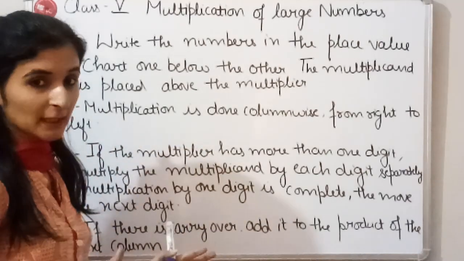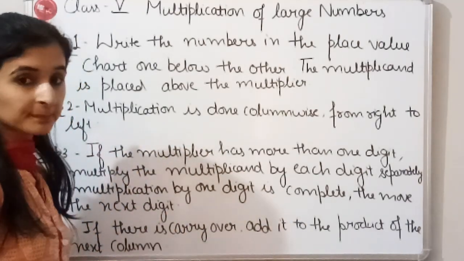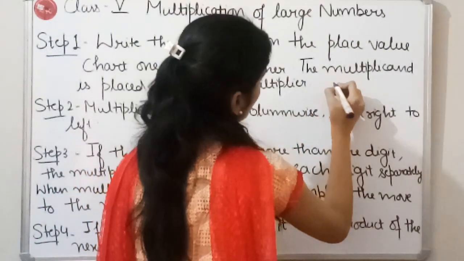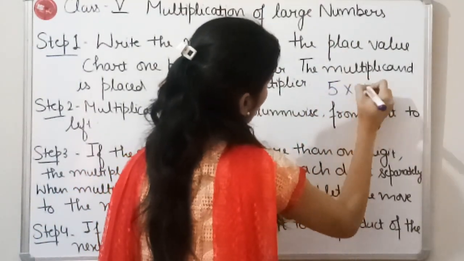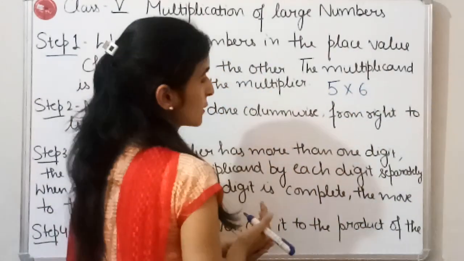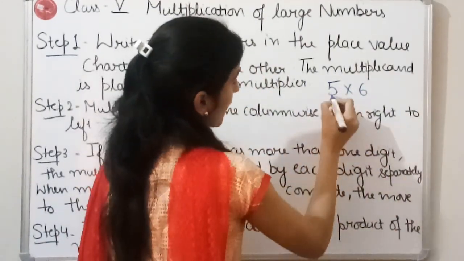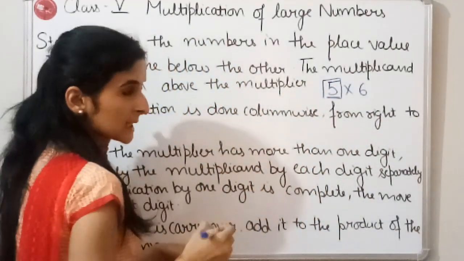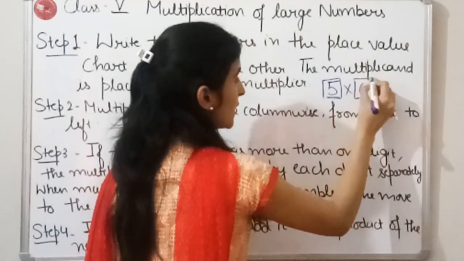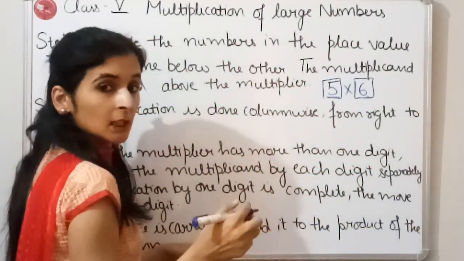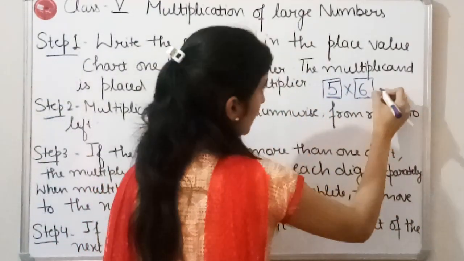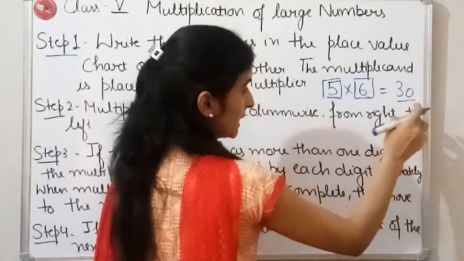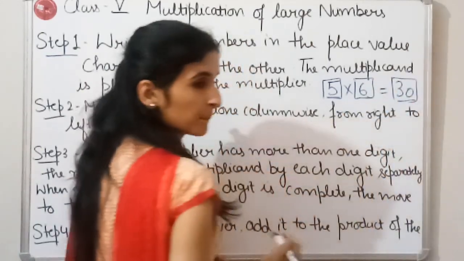Children, do you know what is multiplicand and what is multiplier? Okay, so suppose we have to multiply 5 by 6. The number which we are multiplying is called multiplicand, and the number by which we are multiplying is called multiplier. And the answer, that means 5 6s are 30, so 30 is the product.